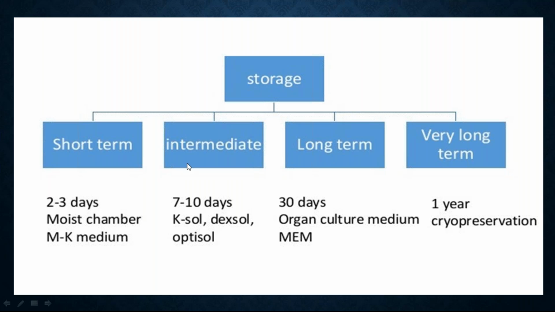Short-term storage is for 3 days. MK medium is used. Intermediate storage is 7 to 10 days. Cilco, Dexol, Optisol. There are various media for intermediate storage. Up to 30 days, you can use organ culture medium, if you want to store up to 30 days for long-term storage. If you want to store for 1 year, very long-term storage, you can use cryopreservation. The most important problem with cryopreservation is intracellular ice crystal formation.